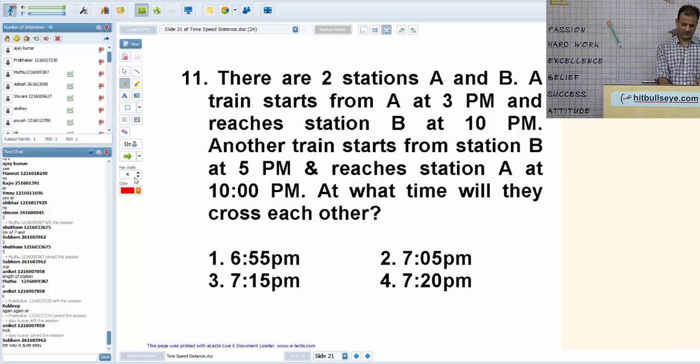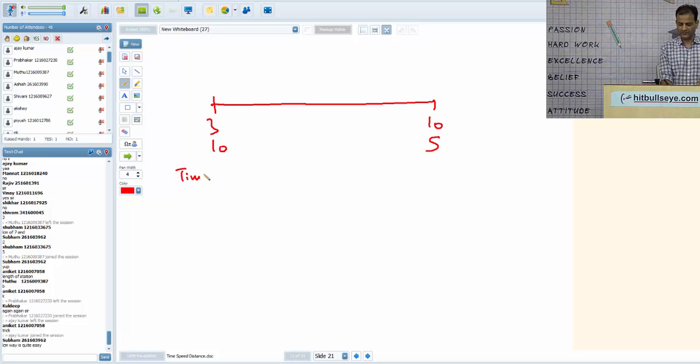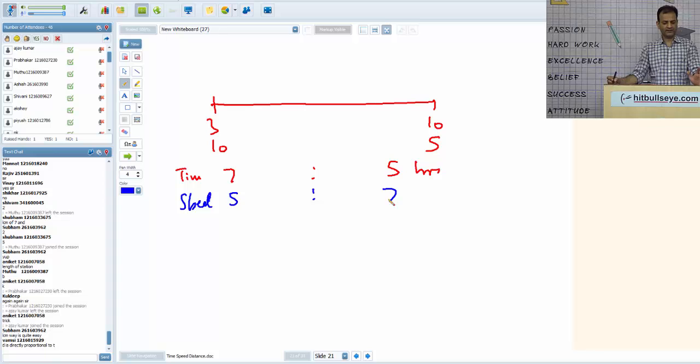Again I will take a new page. Now the trick is, friends, 3 to 10, 5 to 10. We know the time: this train is taking 7 hours, this train is taking 5 hours. Is it clear to everyone? Yeah, Vamsi, we can say 7 hours, 5 hours. Now speed and time have an inverse relation. So what is the ratio of their speed? 5:7. Time is given 7 and 5, so speed is 5:7 because time and speed have an inverse relation.